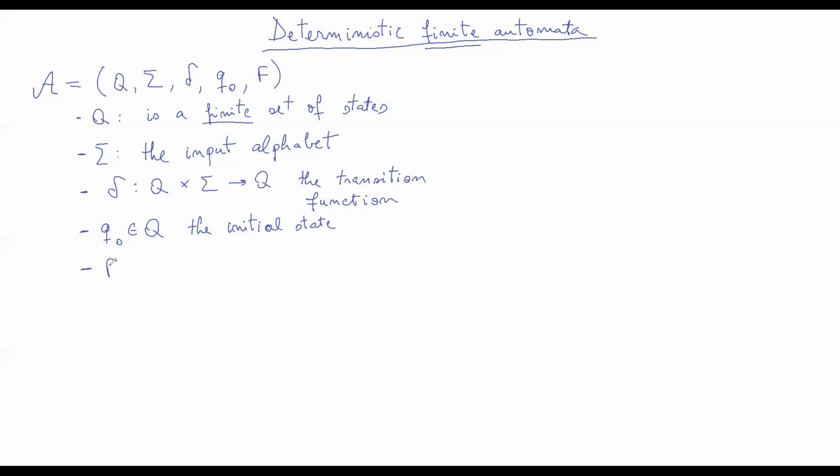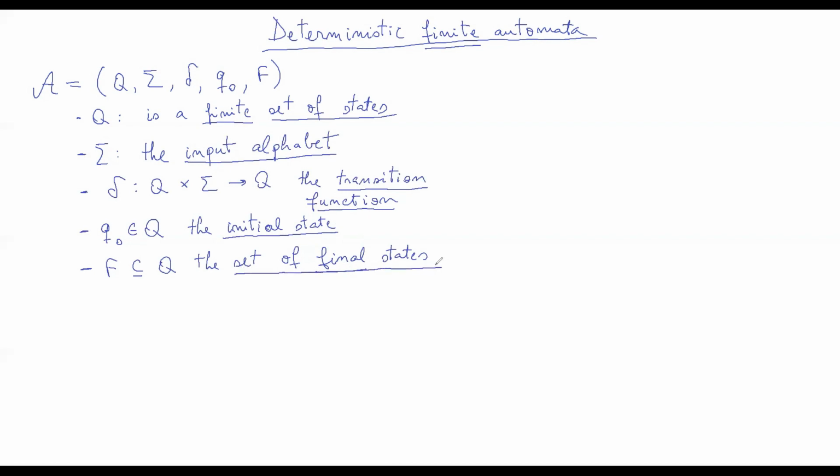And then F is a subset of states, so F is included in Q, and this is the set of final states. So you might have several of them, all of them are collected in set F. So you have a finite set of states, you have an input alphabet, you have a transition function, you have the initial state, and you have a set of final states. So this is what an automaton is.